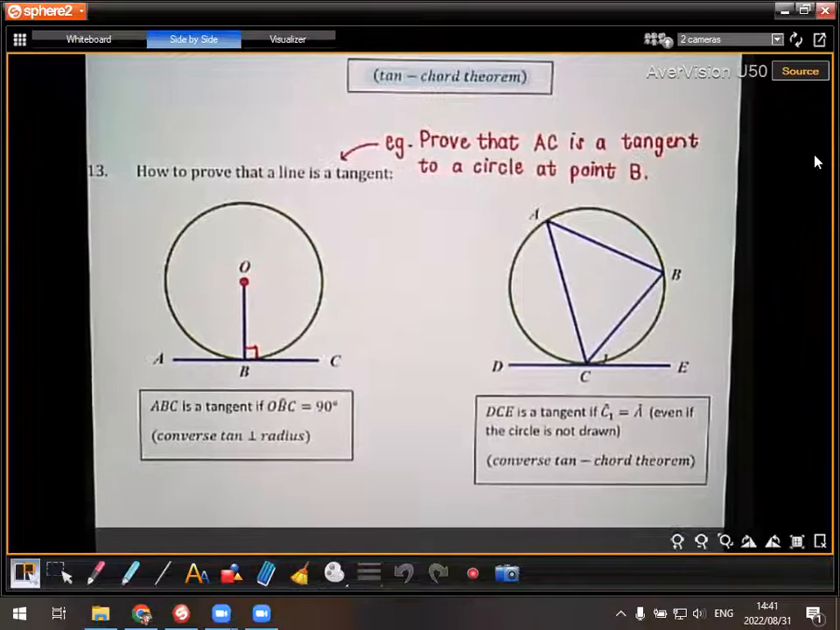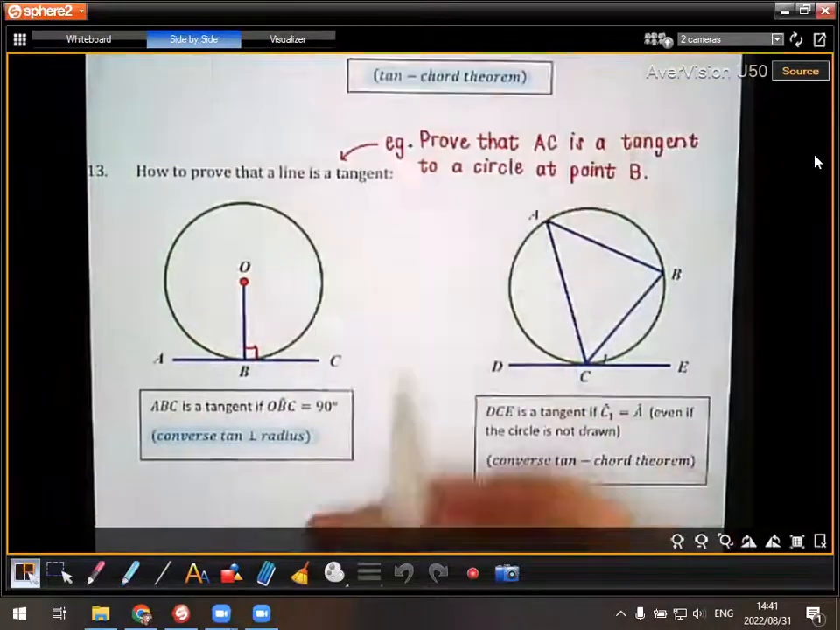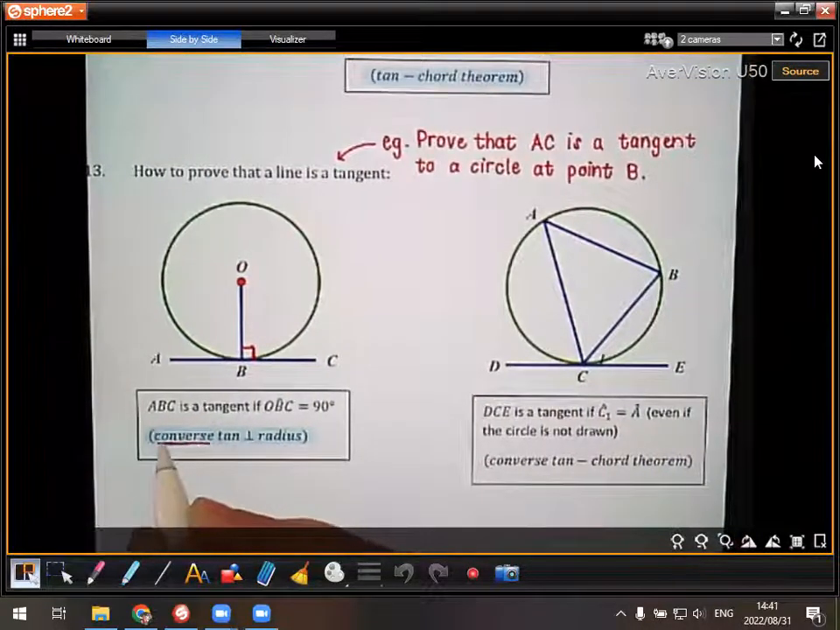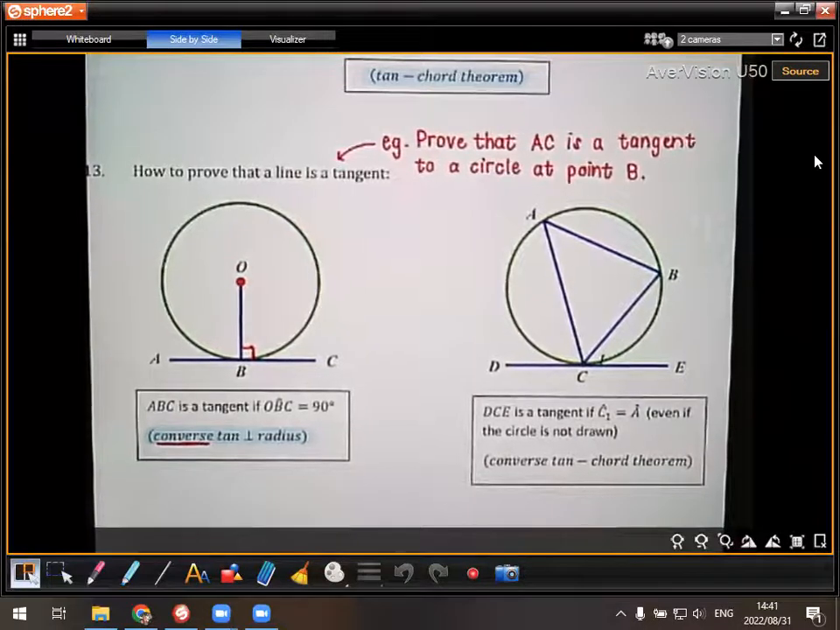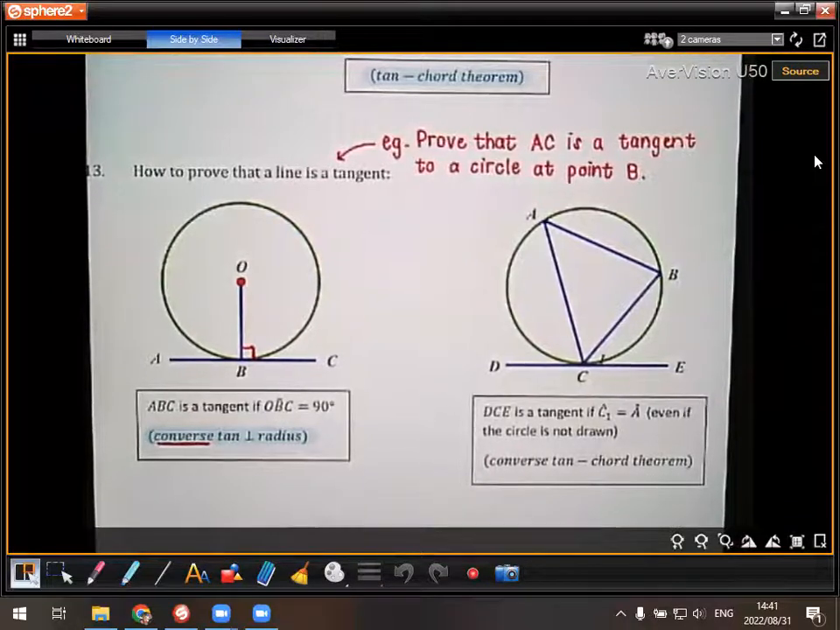Now, if I can find an example, it actually isn't an example in this book, but I have seen some examples of that. And then we can also write an important reason, converse tan perpendicular radius. That converse reason always comes in there. So whenever you're proving that it's a cyclic quad, when you're proving that it's a tangent, when you're proving that it's a diameter, you have to use the word converse.